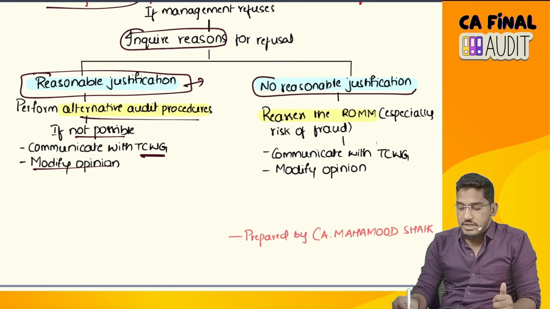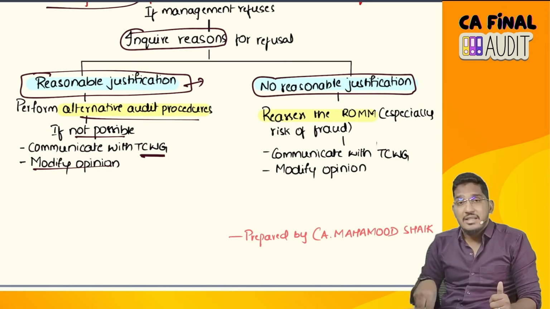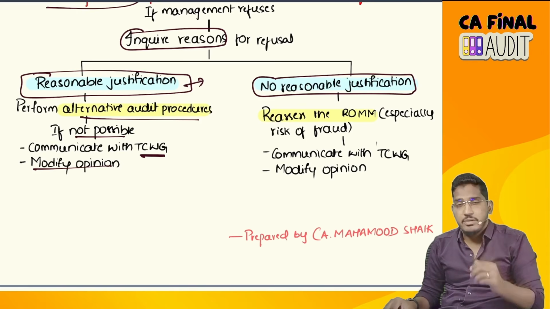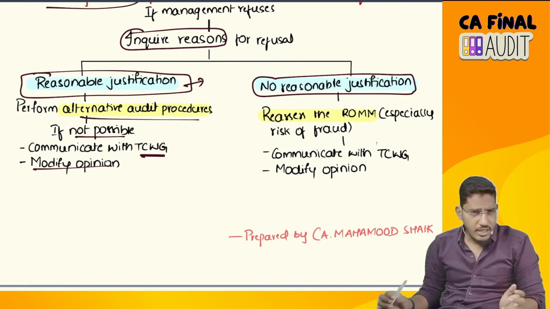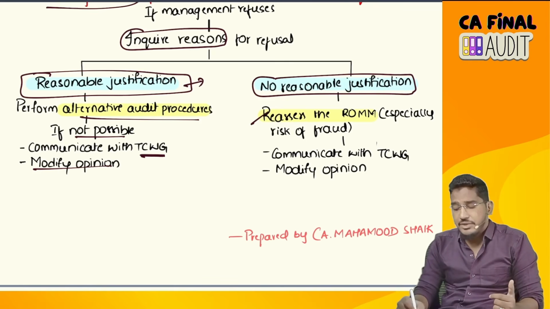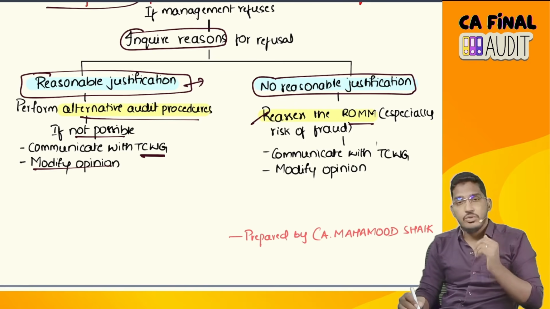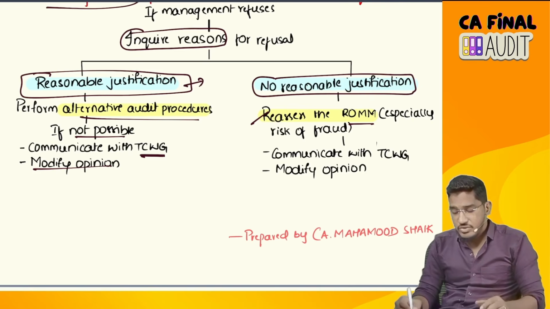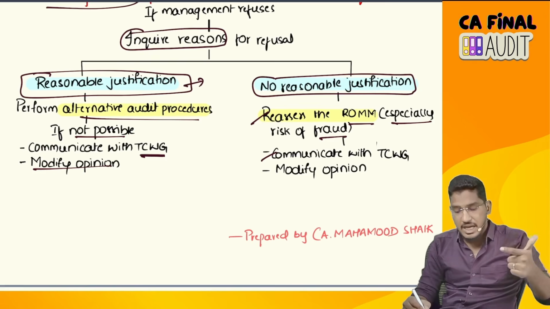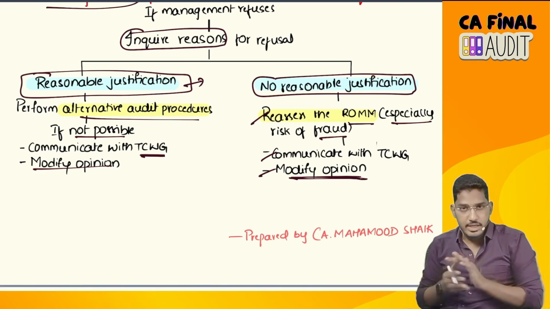But if there is no reasonable justification, you want to send the confirmation request, but the management is not allowing you to send it. And when I ask them the reasons why they are stopping me from communicating with the third party, they're not giving me any reasons at all, or they're giving me invalid reasons. In that case, I need to reassess my risk of material misstatement. Initially you might have thought risk is low, but now you got to know the true nature of the management. Reassess your risk of material misstatement, especially risk of fraud. Then you have to communicate with those charged with governance, and even here you need to consider modifying your opinion. Able to understand everyone?